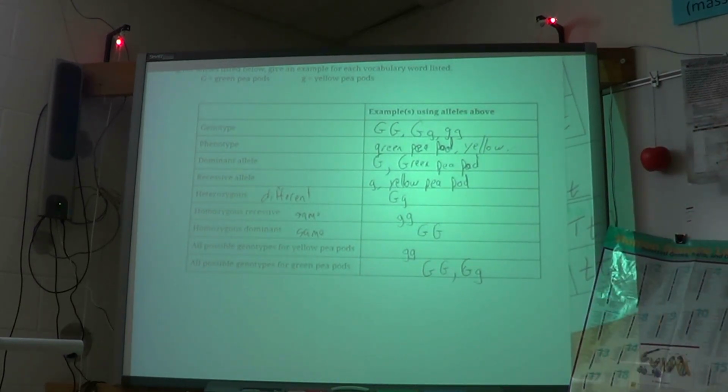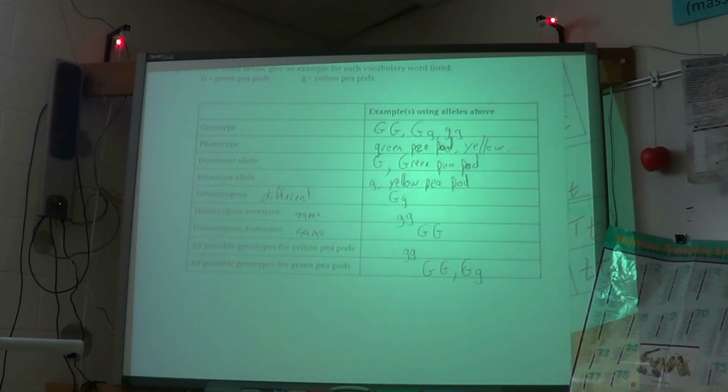Now, if I look at some family lineages, I can maybe figure it out. Or if I look at the next couple generations, I could maybe figure it out. But just physically looking at that pea plant, I don't know if it's big G, big G or big G, little g. I know there's at least one big G. I just don't know if there's one or two.